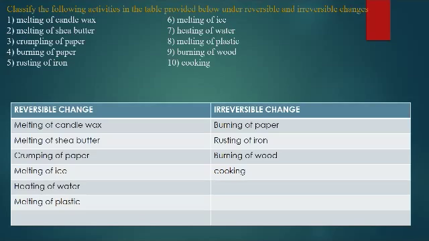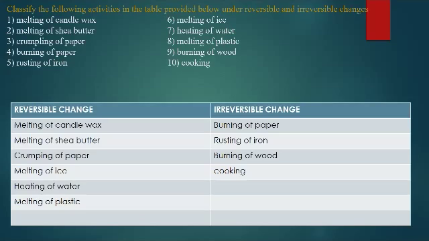So the first one, melting of candle wax. Candle wax is just like the candle that we use at home when there is light off. So when we melt candle, do we get any other product back? No, we still get candle. So melting of candle wax will be under reversible change. It can be reversed back to the normal candle. 2. Melting of shea butter. So when you melt shea butter, the chemical does not change. You still have shea butter back.